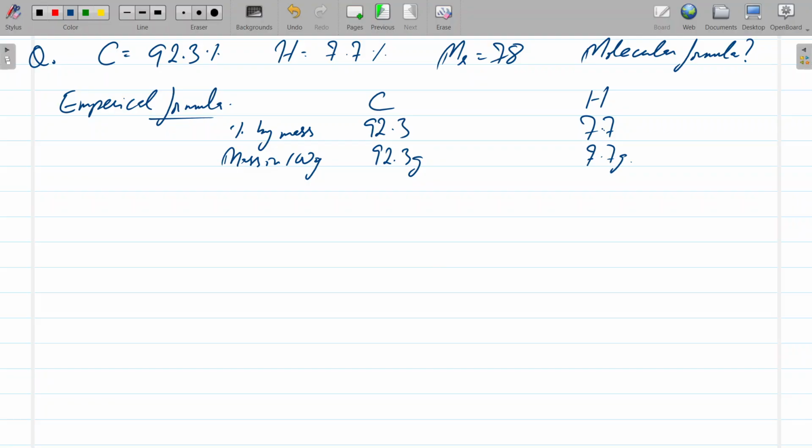And so what we do then is find the number of moles, right? So 92.3 divided by 12 gives us 7.69, about 7.7. Are moles given in the question? No, we are calculating it right now.